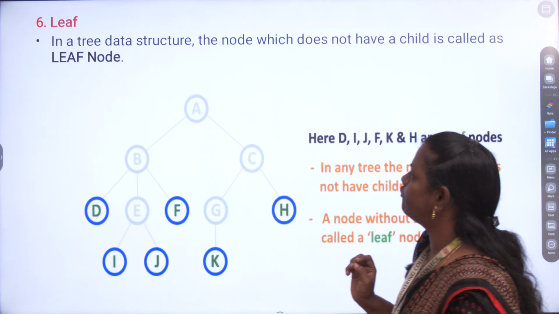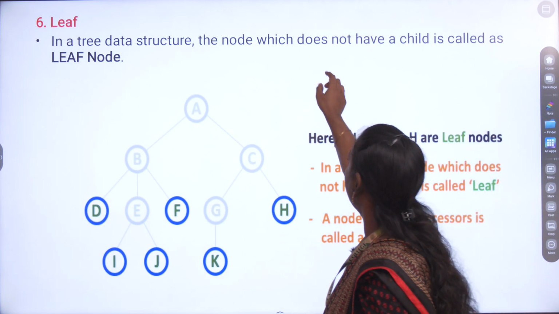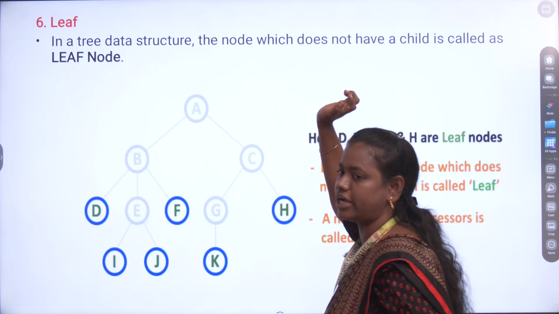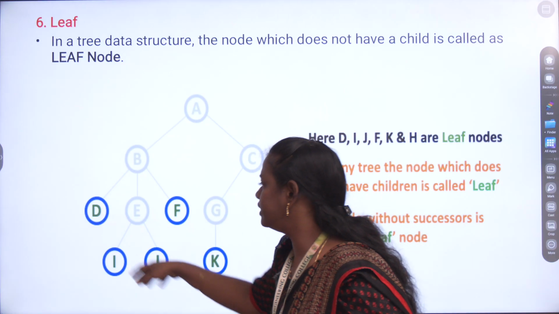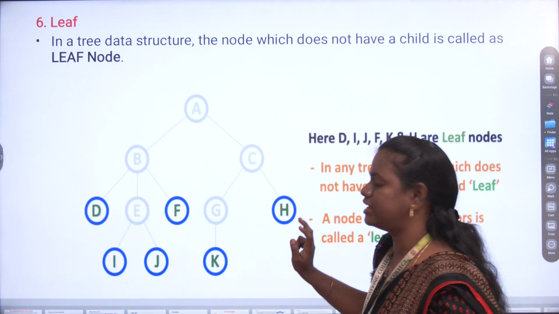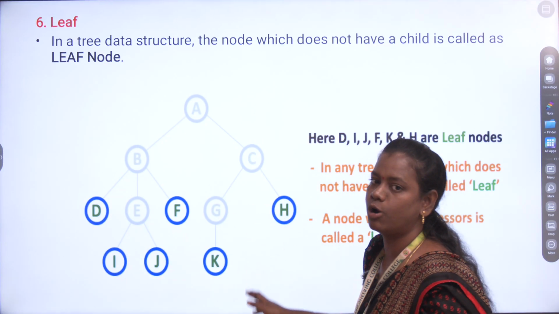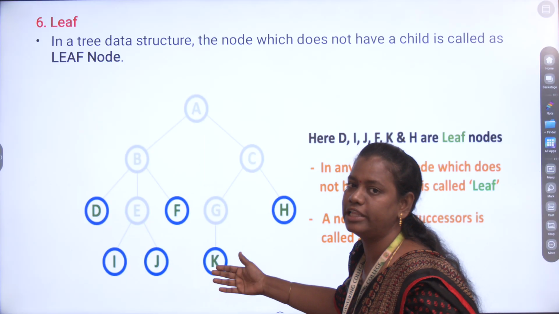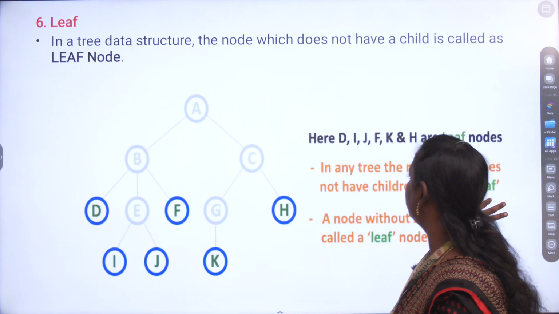And the next is leaf node. A leaf node is nothing but a node which doesn't have a child. That is called a leaf node. So in this tree, D, I, J, F, K and H are called leaf nodes because there is no other node in the next level. So this is called a leaf node.